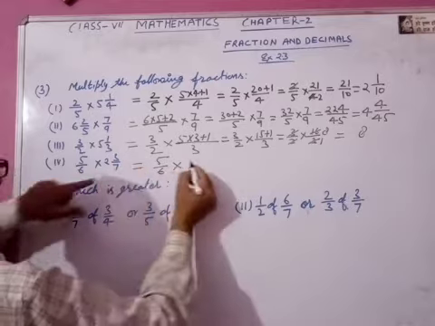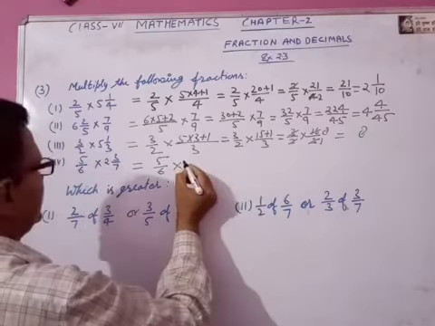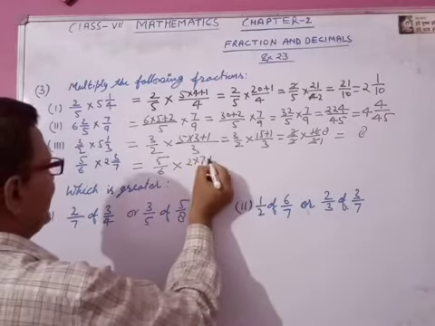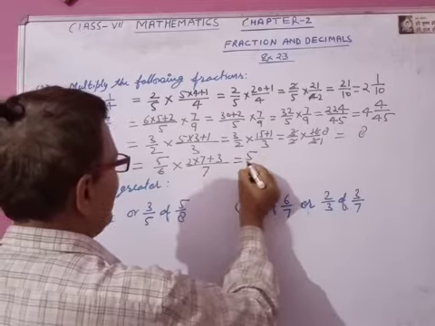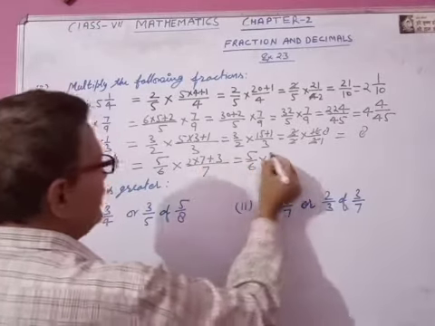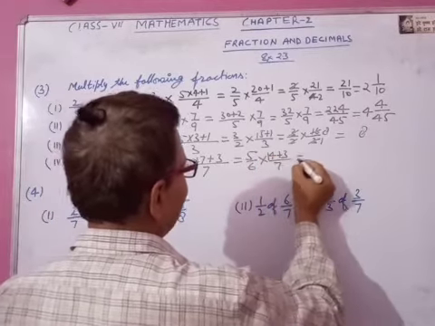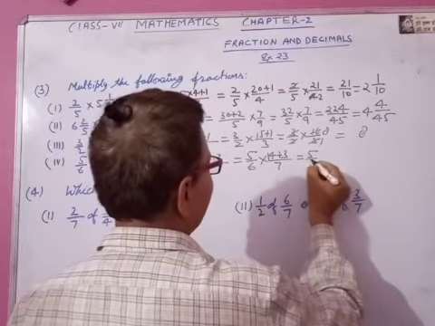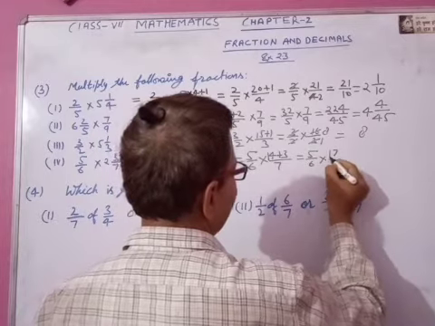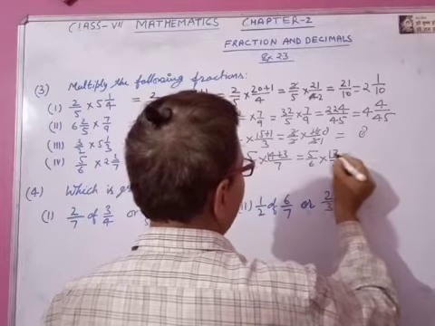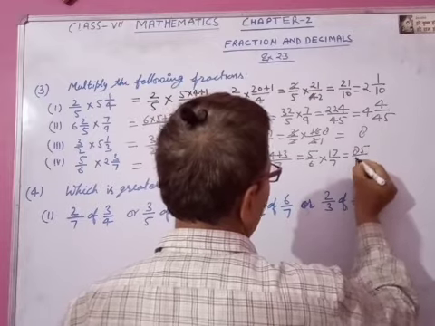into 2 whole 3 upon 7. You will change this mixed fraction into an improper fraction. 2 multiplied by 7 plus 3 upon 7. That is 5 upon 6 multiplied by 2 multiplied by 7, 14 plus 3 upon 7. That is 5 upon 6 into 17, 14 plus 3, 17 upon 7. 17 times 5 is 85 upon 42.